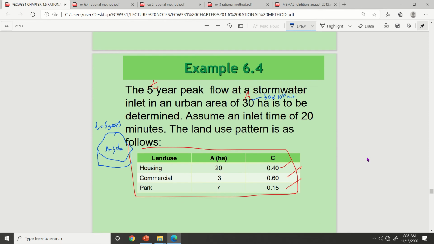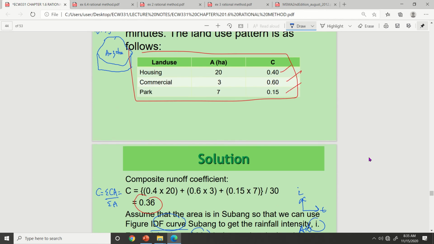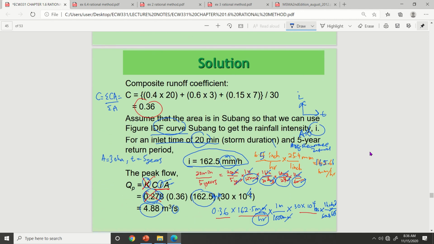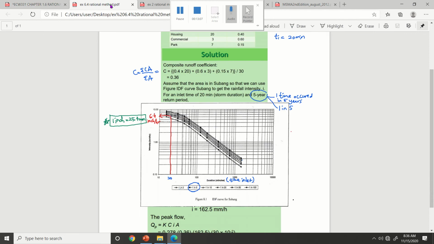Example 6.4. Given a 5 year peak flow at a stormwater inlet and area 30 times 10 power of 4 meter square. The inlet time is 20 minutes. They have different land use, housing, commercial, park. So we get the C from this question: total C times A divided by total area, so 0.36. To determine QP, I have here.